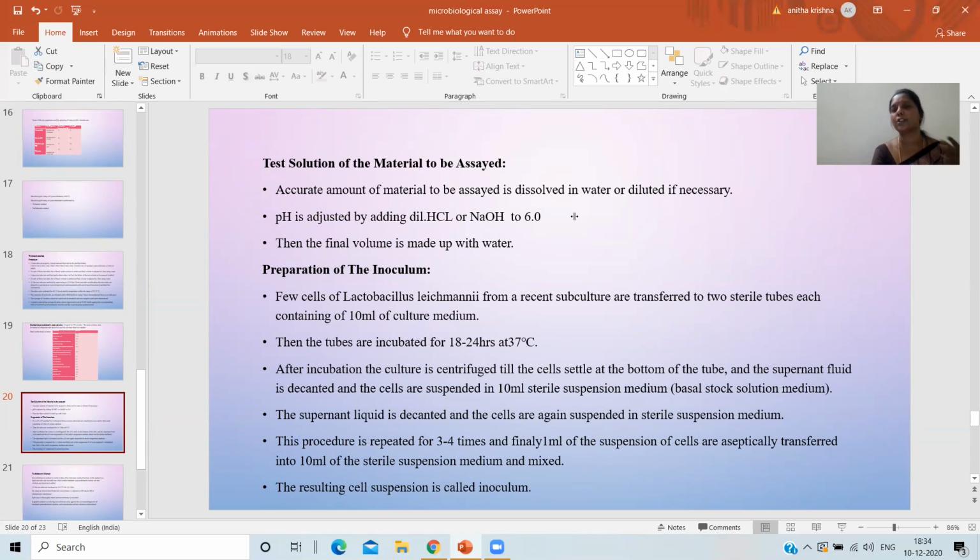Then after incubation, the culture tubes are centrifuged and the supernatant liquid is decanted, and you take this suspension. This suspension is transferred again into a fresh sterile 10 ml medium. Then again you incubate it, and again you centrifuge it. In this way you repeat the process 3 to 4 times, and finally 1 ml of the suspension of the cells is aseptically transferred into 10 ml of the stock solution, and the resulting suspension is considered as the inoculum, which is used for carrying out your assay procedure.